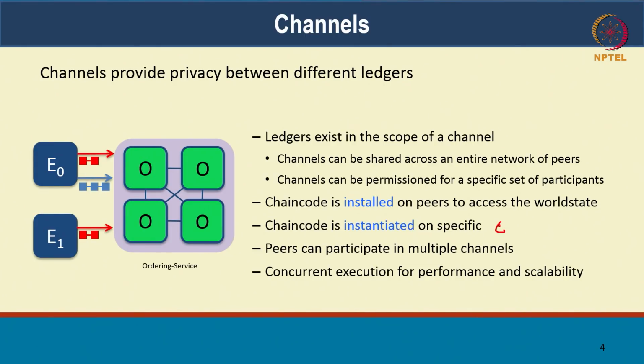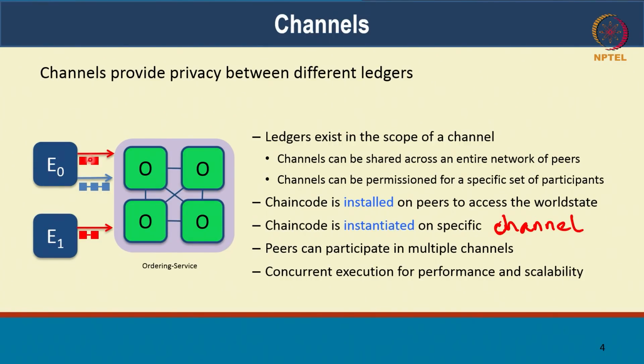So for each channel here, what we mean by this is each peer is going to be running a copy of the chain code that it needs to run. But for the chain code, I can say that it is instantiated only on channels 1 and 2. So in this example here, there are 2 channels, red and blue. E0 is part of both of these channels. E1 is part of only the red channel. So I can say this chain code is running on E0 and E1.